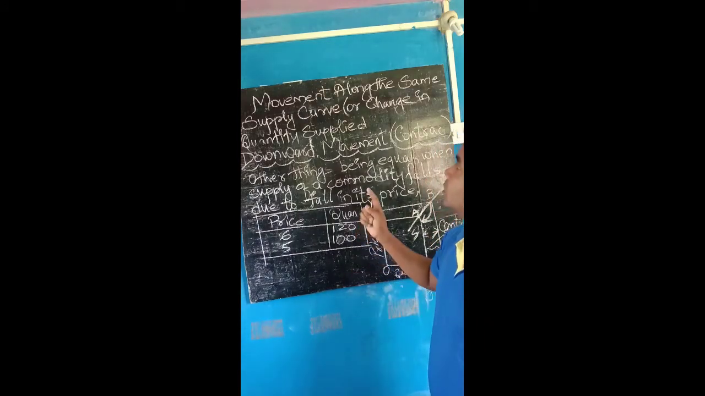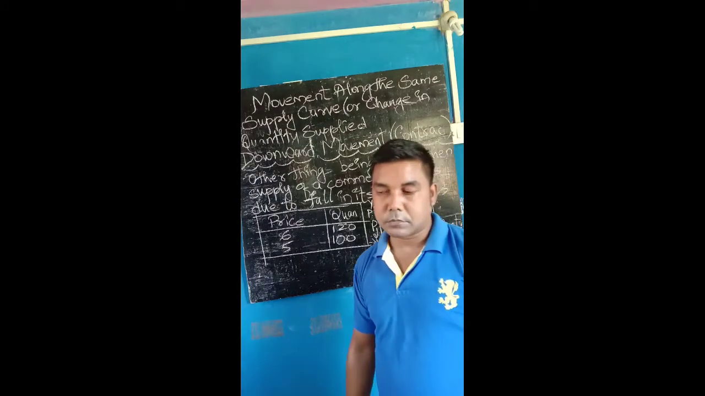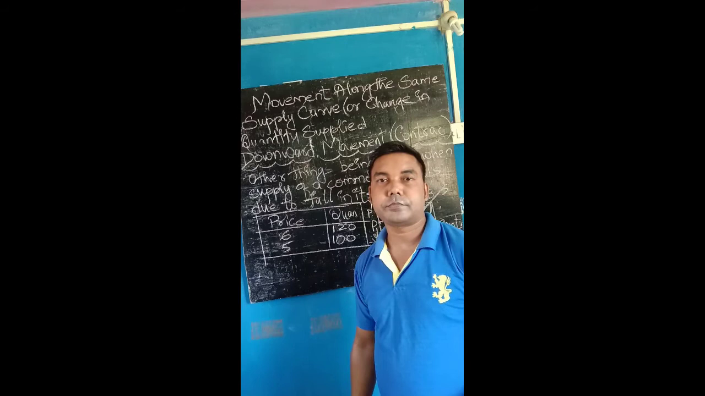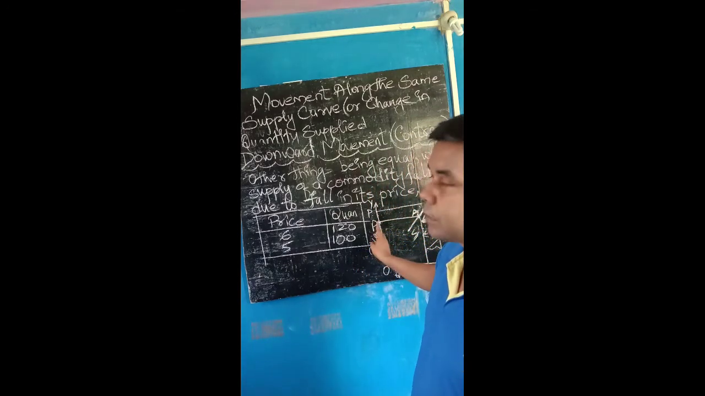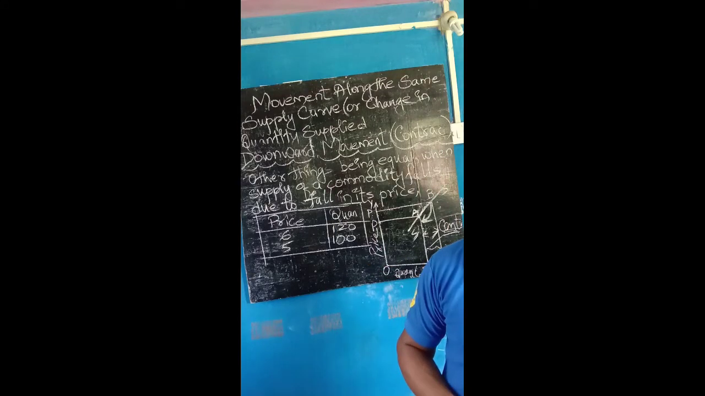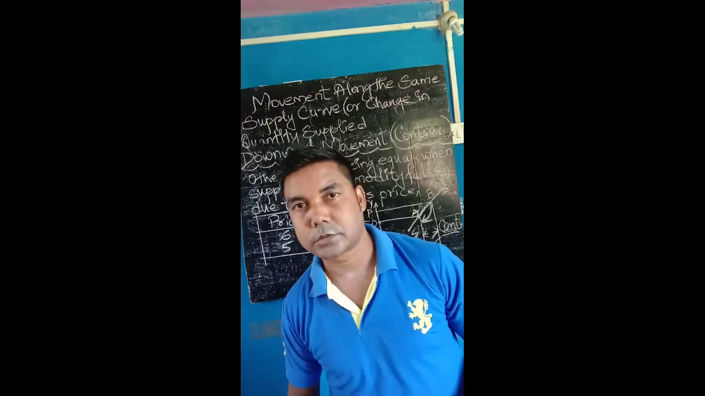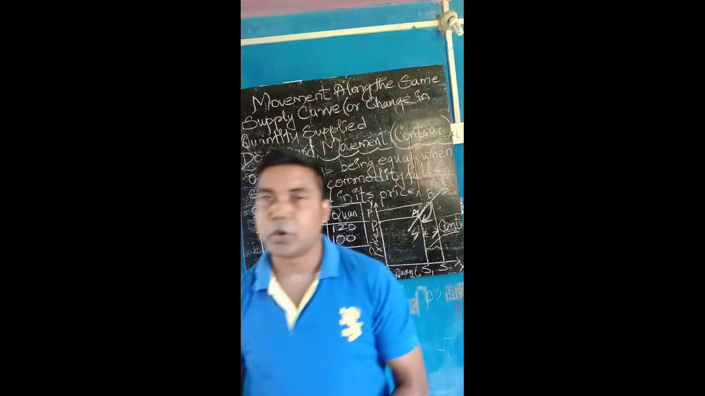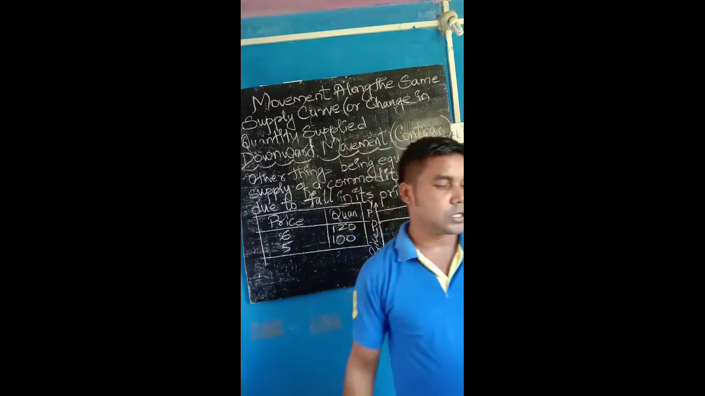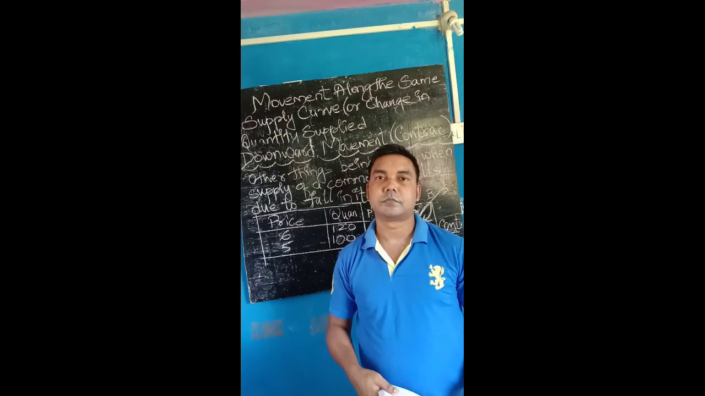Okay, so this is movement along the same supply curve. Same supply curve, movement along. So hope you have understood this. Okay, next we will be going towards the shift of a supply curve. Shift of a supply curve.